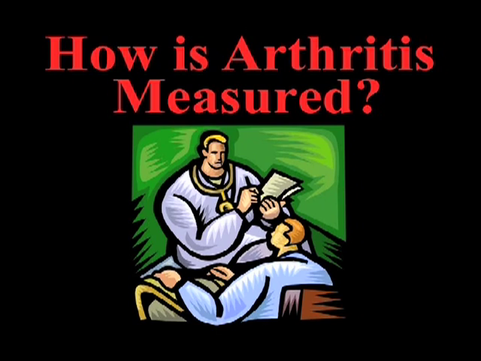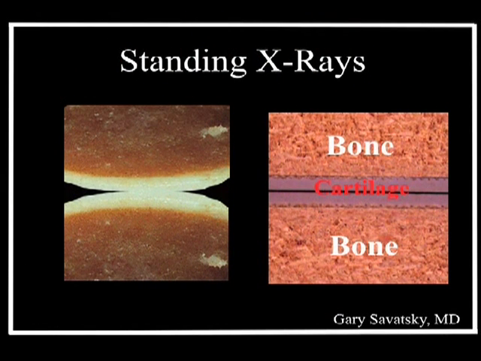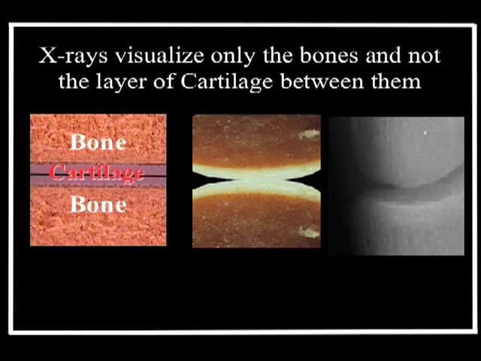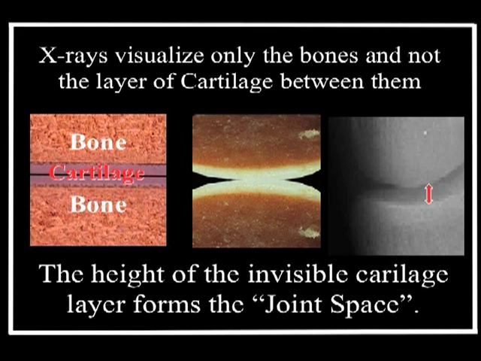At this point, I would like to review with you how arthritis is measured or quantified in different individuals. Standing X-rays can be very helpful in determining the presence of significant arthritic changes. When you stand, the bones of the knee are pressed together, producing a bone-cartilage-bone construct. Since X-rays visualize only bone and not cartilage, the height of the cartilage layer remains invisible. This produces a clear space between the bones of the knee. This clear space, or joint space, directly reflects the height of the underlying cartilage layers.